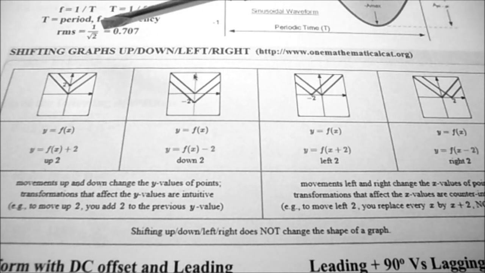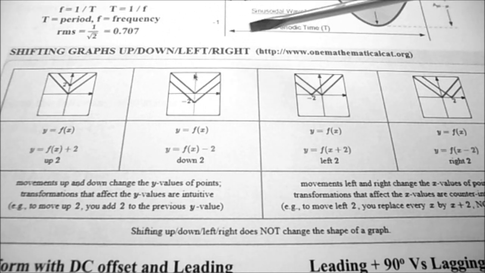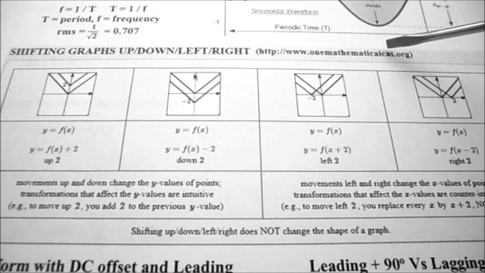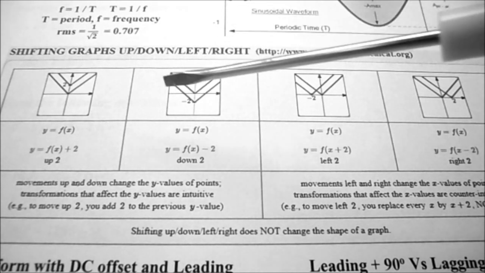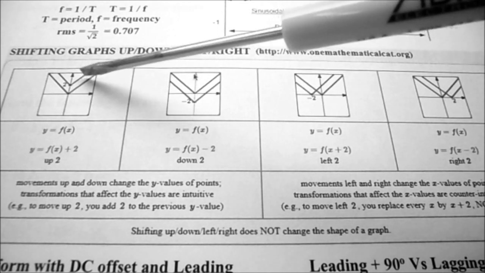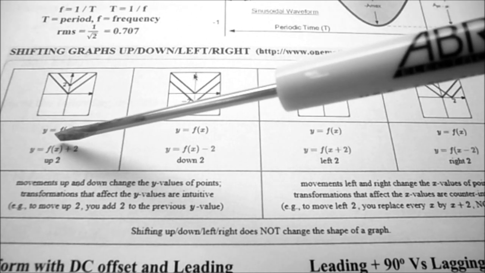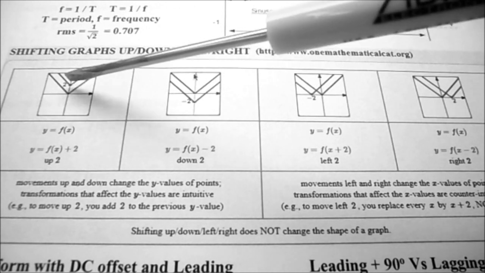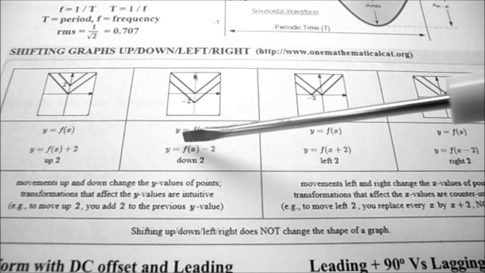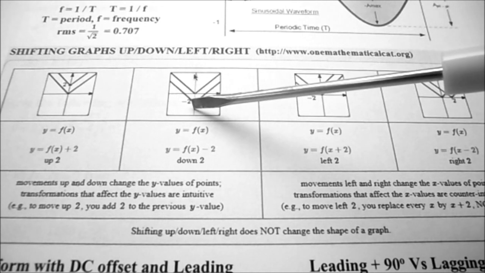So under theory overview, I have a section here on shifting graphs up, down, left, and right. And this came from a website called onemathematicalcat.org. And they give you an example of shifting a waveform up by 2 divisions. So your formula becomes y equals f at x plus 2. So it moved it up 2. If we're shifting the waveform down by 2, y equals the function at x minus 2. So that shifts it down.